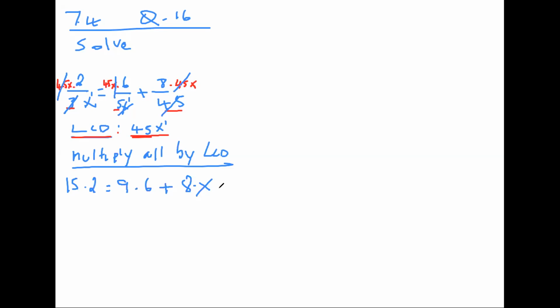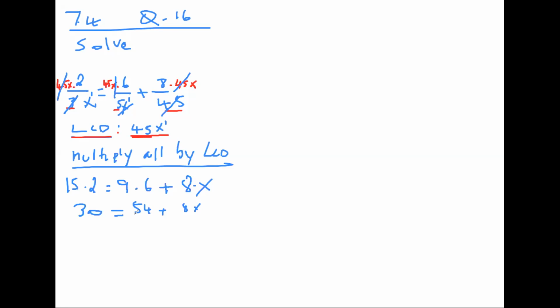As you can see, that's a much easier equation, a first degree equation without fractions. Now we can multiply and solve. 15 times 2 would be 30. And 9 times 6. What is 9 times 6? 54. That's right. Plus 8 times x, obviously 8x. And you solve like you normally do.